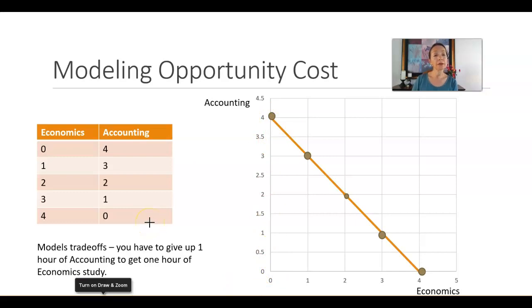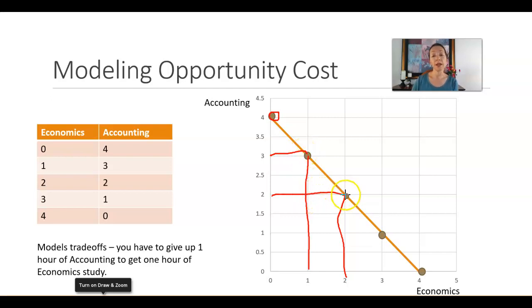Our next point is 1 hour of economics and 3 hours of accounting, and that becomes our second point. Another option is 2 hours of economics and 2 hours of accounting. So in order to get more hours of economics, sorry, that's a little bit squiggly, we have to give up more and more hours of accounting. So note that when we were over here at this point, to get 1 more hour of economics, we had to give up 1 hour of accounting.